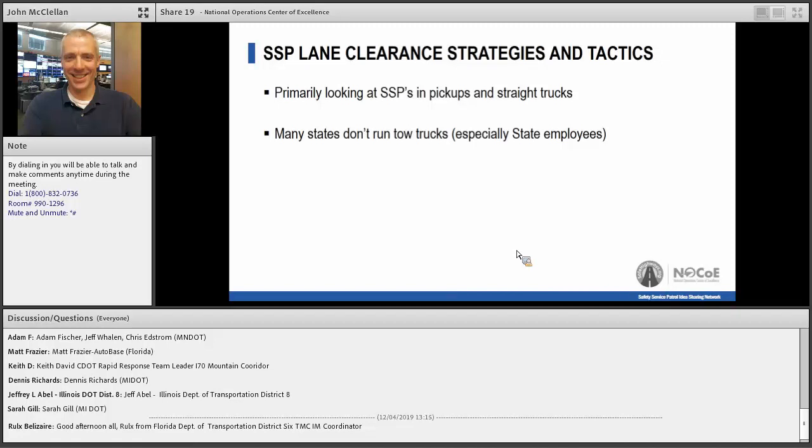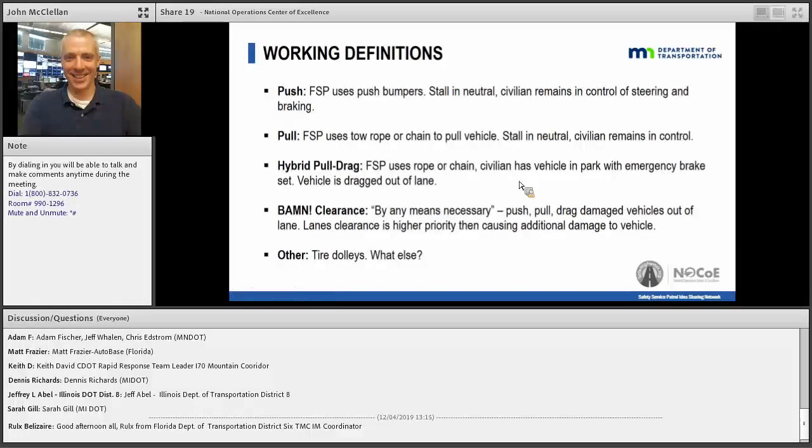Part of that is recognizing that there's a lot of service patrols that aren't running tow trucks, and even the ones that do run tow trucks, a lot of them don't necessarily even use a tow in a conventional manner like that. A lot of the states with state employees aren't in tows, and it becomes a huge political thing. So what we're really looking at is strategies beyond what a simple tow or what a tow truck would do. Next slide. So this is kind of a basic summary of what I could think of, and I think in our discussions amongst the group, as far as what some of the strategies are.